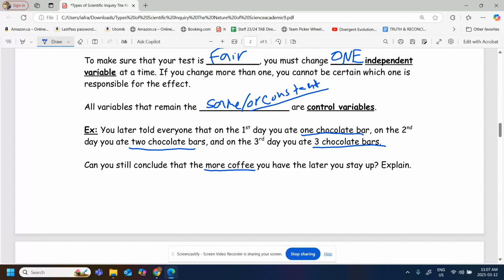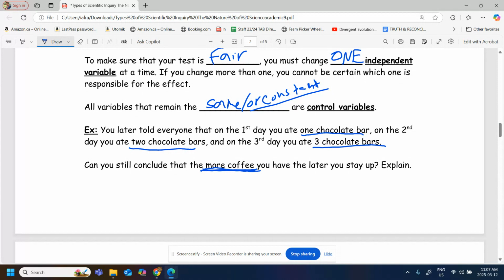Discuss it. Think about it in your head. Write down a response. Pause the video. Now that you thought about it, maybe you realize that you can't really conclude that confidently anymore. Was it truly the coffee, or was it the chocolate causing you to stay up longer? So that wasn't a controlled experiment. Now you don't know if it was your intended variable that you were changing, the coffee, or if it was the chocolate you were also changing but didn't realize, that was causing you to stay up longer.